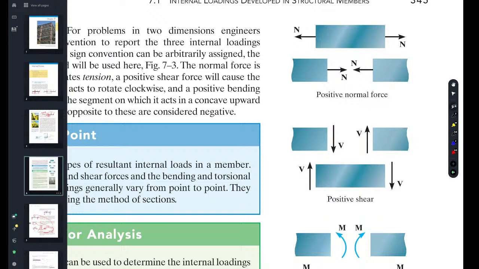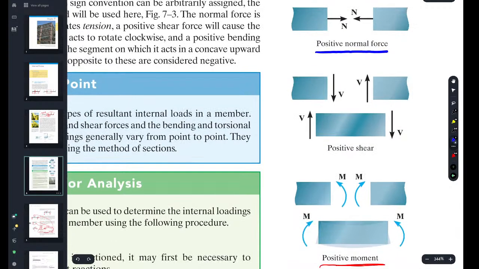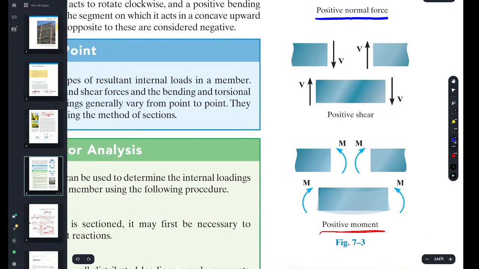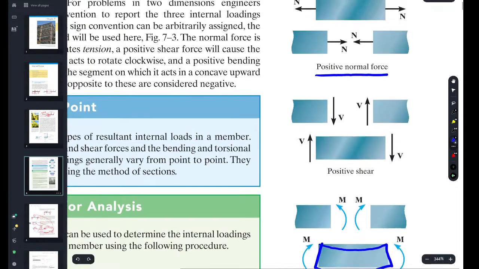Okay, so if you look at the sign conventions here, this is positive normal force. It's in tension. This is a positive moment. It basically creates, you could kind of think of it as creating a dip down in the beam. This one's the most unique.